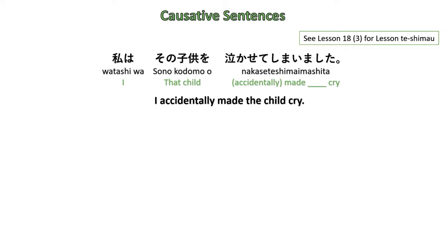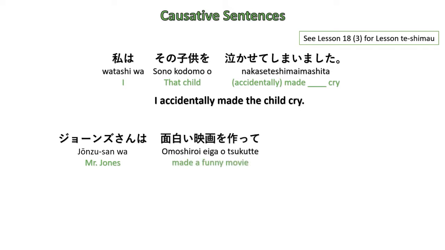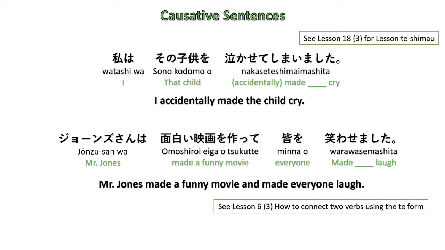ジョーンズさんは面白い映画を作ってみんなを笑わせました。Mr. Jones made a funny movie and made everyone laugh. So here, 作って is in the te form because it connects the two actions. We have learned that in lesson 6 part 3, how to connect two verbs using the te form.